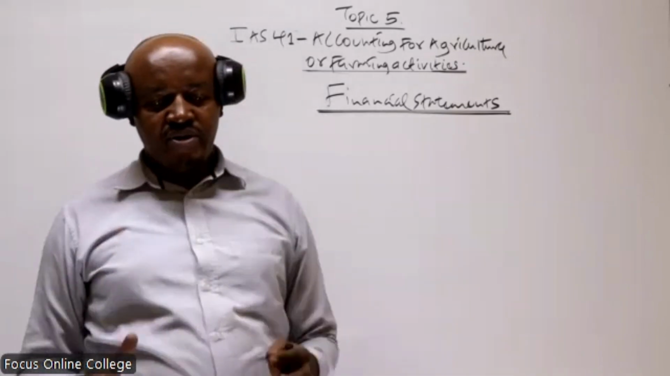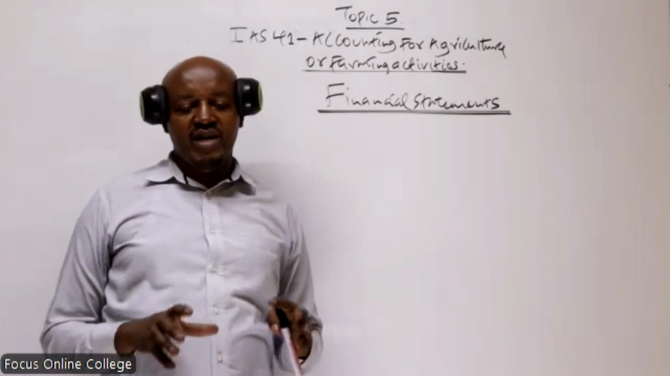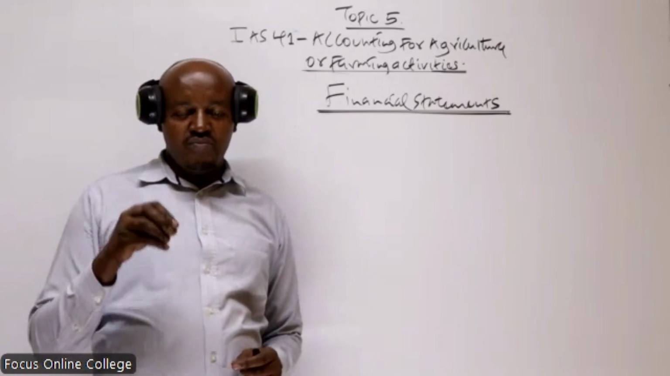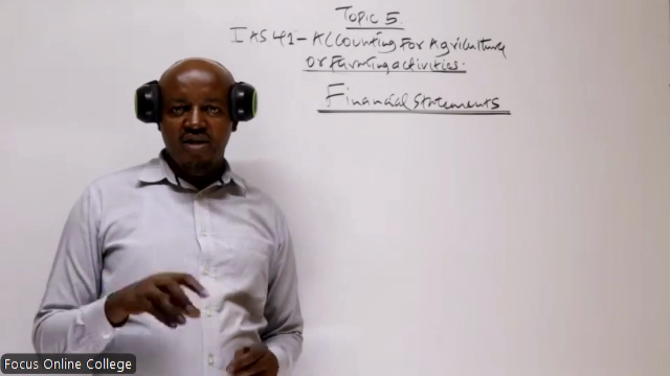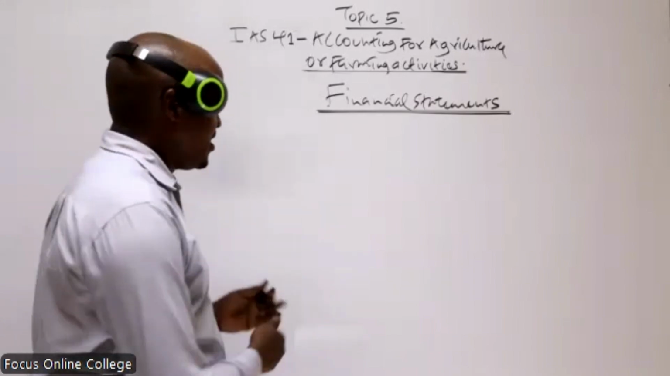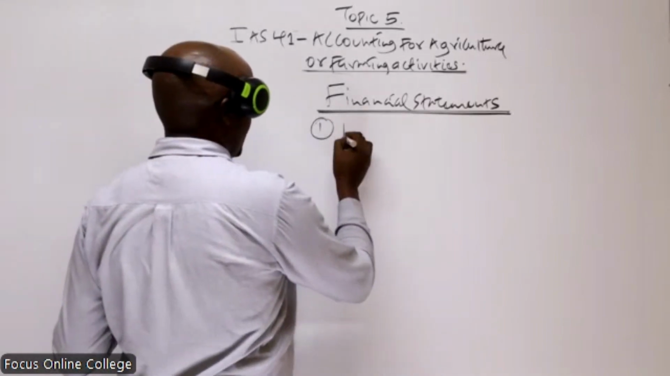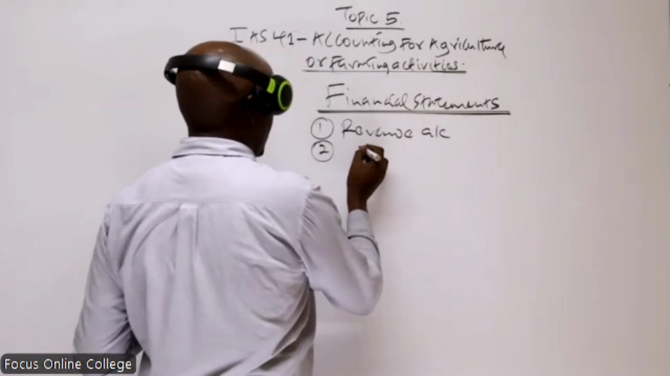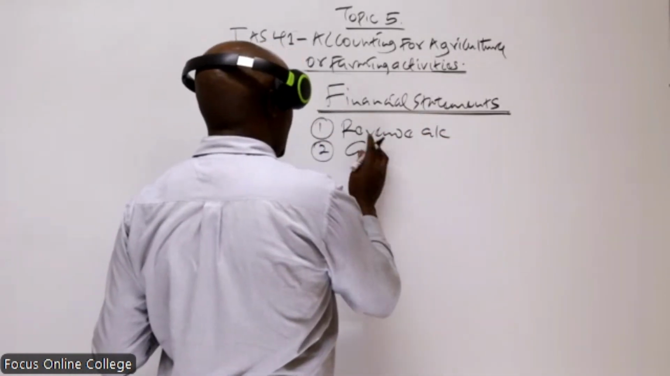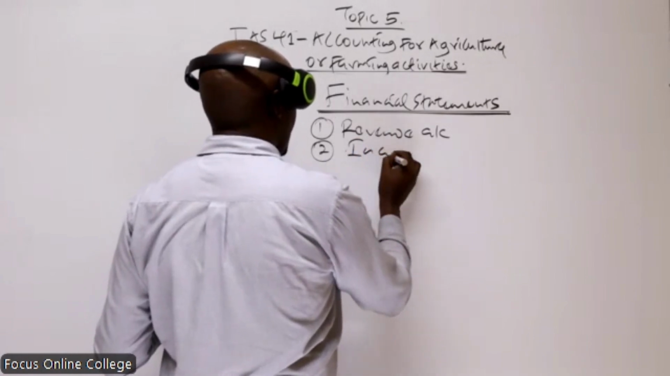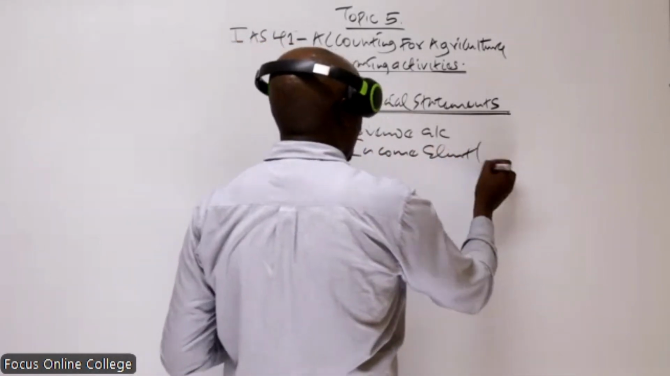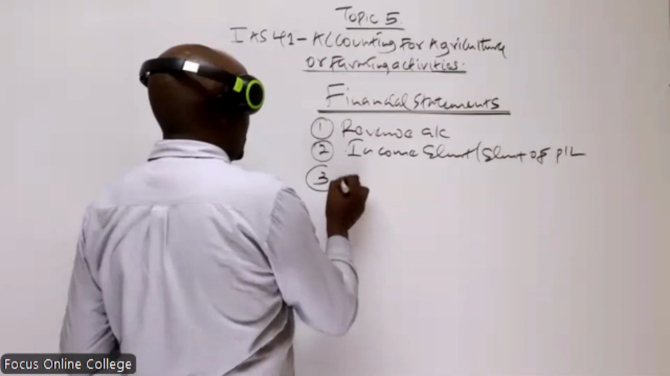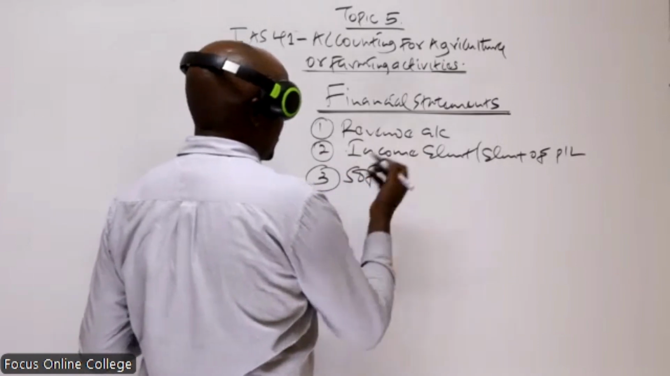These are the accounts to be prepared at the end of the year, majorly to determine how that entity is performing, or how different departments within that company are performing. So here, the financial statements prepared include, number one, the revenue account, and number two, the income statement, which is also known as the statement of profit or loss. And number three, we have the statement of financial position.